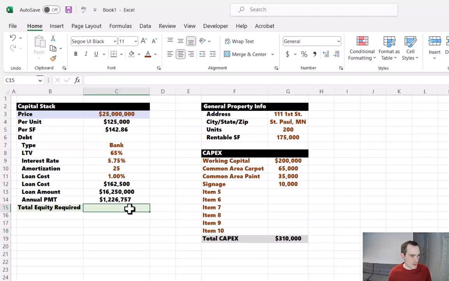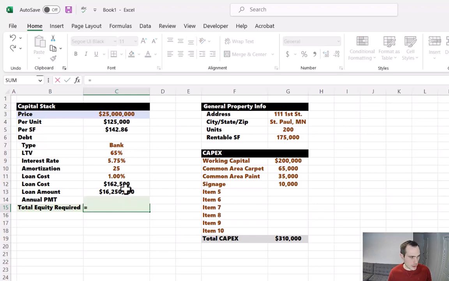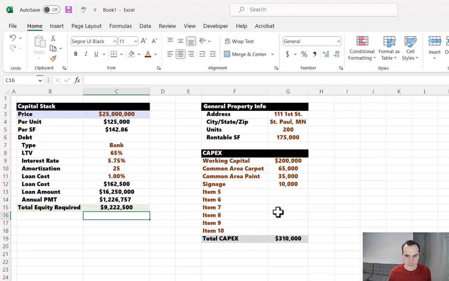Now that we've finished the CapEx section, we can come back to the total equity required. Right now, the model assumes, because we're running an LTV scenario, that the bank would cover 65% of the purchase price in loan proceeds, but you'd be on the hook for funding the CapEx. So this calculation for total equity required is going to be the purchase price minus the loan amount plus the loan cost plus the total CapEx. But what if you received a loan quote that was LTC, or loan to cost, meaning that not only would the bank fund the purchase of the asset, but they would also fund some of that capital expense? Let's set this model up so it could handle both scenarios.